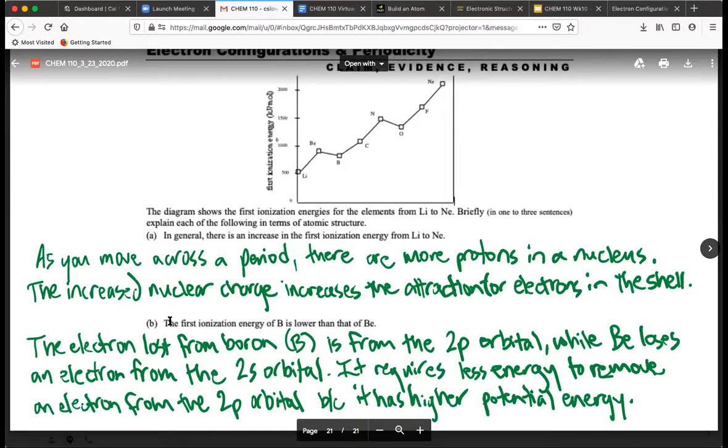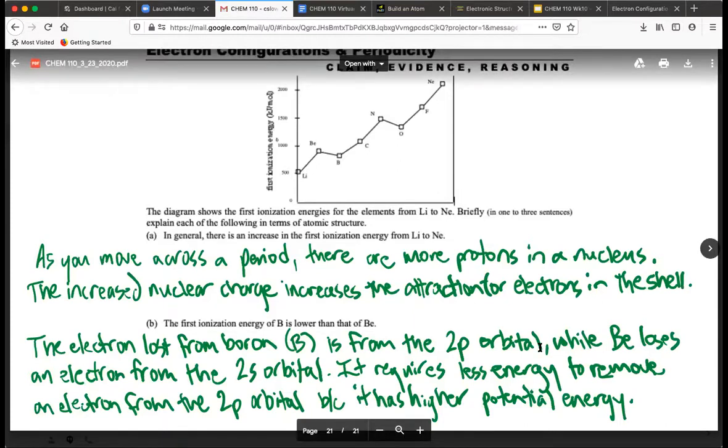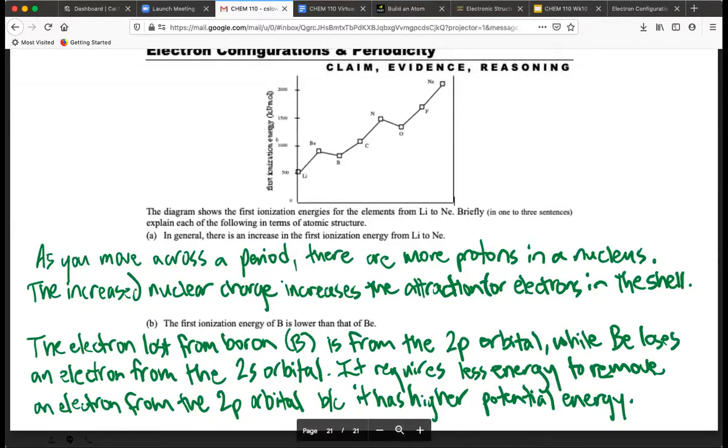If we think about the next question, why is the energy of pulling an electron off of boron lower than that of beryllium? This is where it goes to thinking about our orbitals. The electron that we lose from boron is from the 2p orbital, whereas beryllium is going to lose an electron from the 2s orbital. It takes less energy to remove an electron from the 2p orbital because it has a higher potential energy. So if you wanted to double check your reasoning, you might draw out the orbital diagram for boron and the orbital diagram for beryllium to make sure you were filling the electrons in the right orbitals.